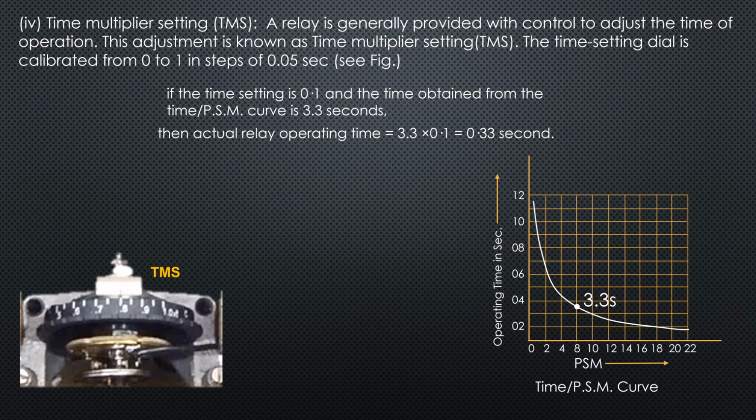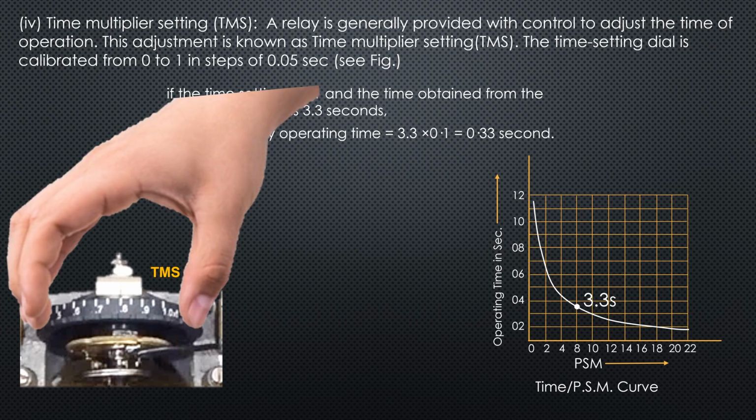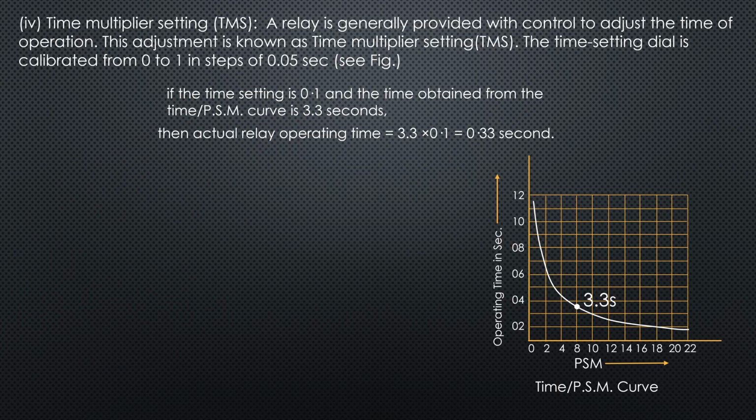For example, in an induction relay, the time of operation is controlled by adjusting the amount of travel of the disk from its reset position to its pickup position. This is achieved by the adjustment of the position of a movable backstop which controls the travel of the disc and thereby varies the time in which the relay will close its contacts for a given value of fault current. A so-called time dial with an evenly divided scale provides the adjustment.